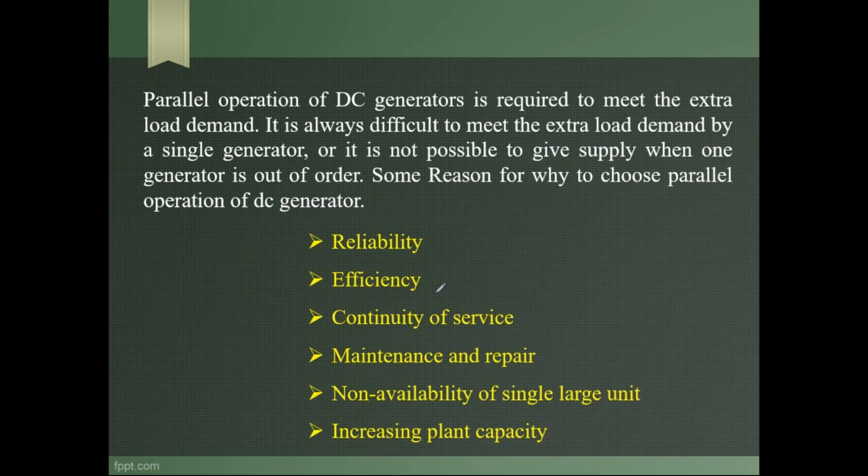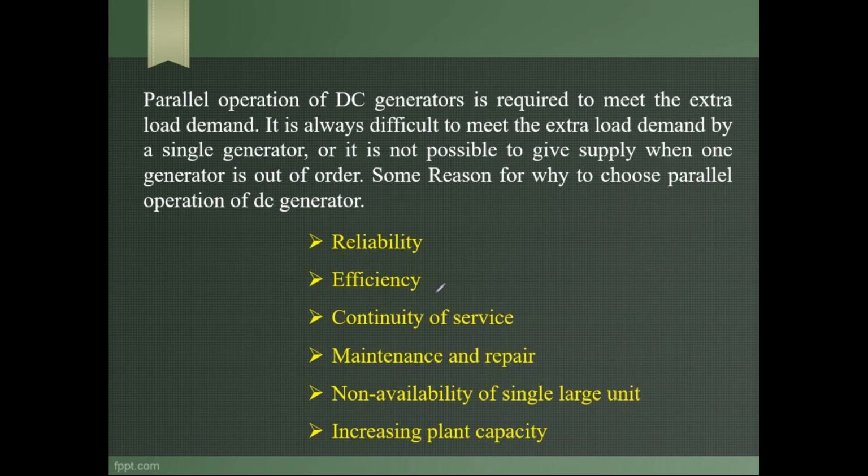And continuity of service. Generally, every electrical device needs some maintenance. Some devices need maintenance once in 3 months, some once in 2 months. In that condition, suppose two generators are connected in parallel, one generator acting as the main generator and another acting as a backup. When generator one goes for repair or maintenance, we give the supply using generator 2. So we can achieve continuity of service this way.